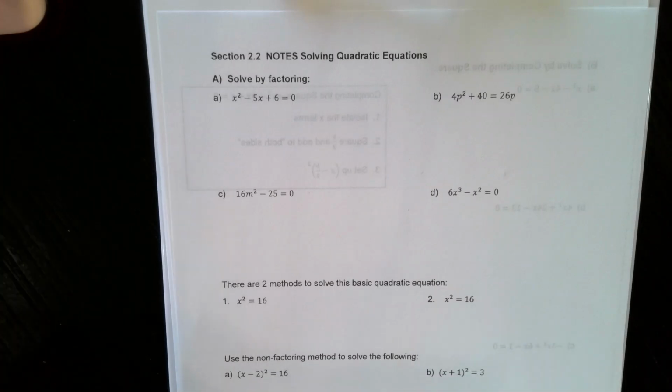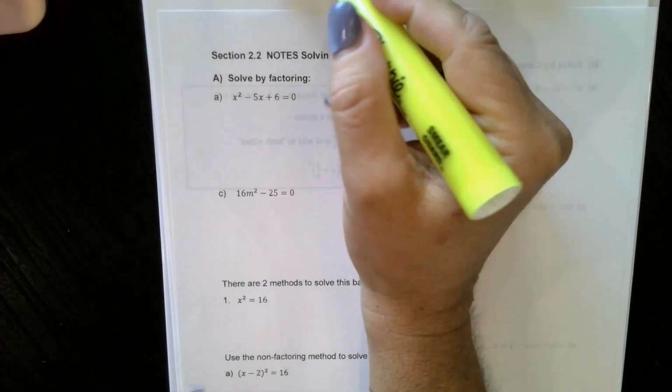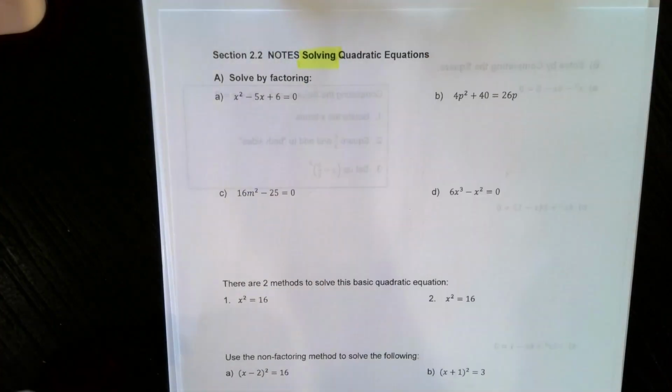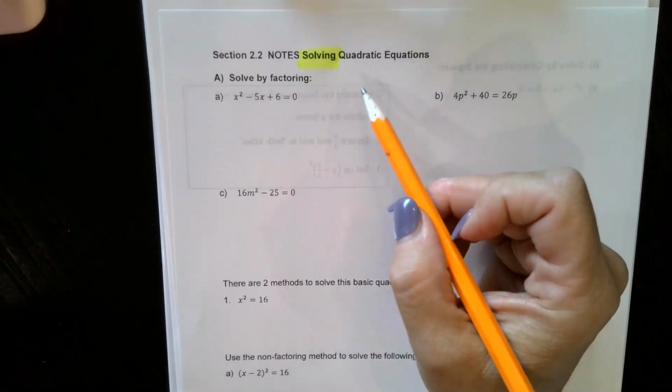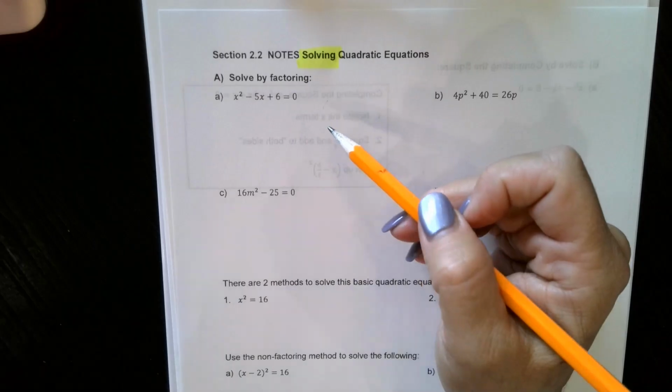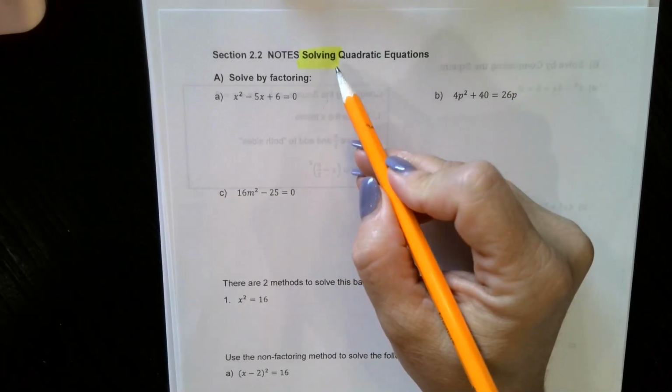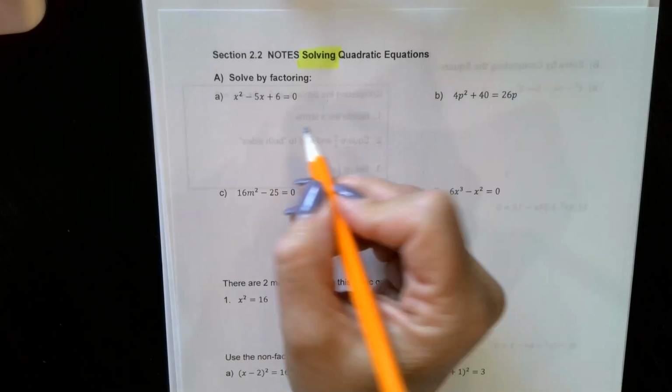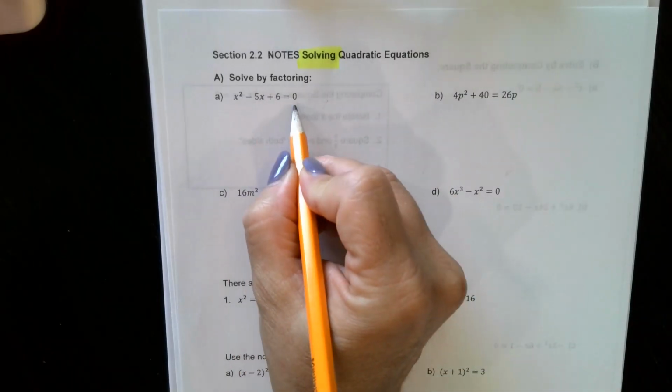Okay, y'all. So 2-2. The biggest problem that I see in 2-2 has to do with this word right here, solving. So you see that we're dealing with quadratics, and this first part says solve by factoring. We have already factored this year, but now we're going to add the solving part into the mix. This is an easy one to factor.